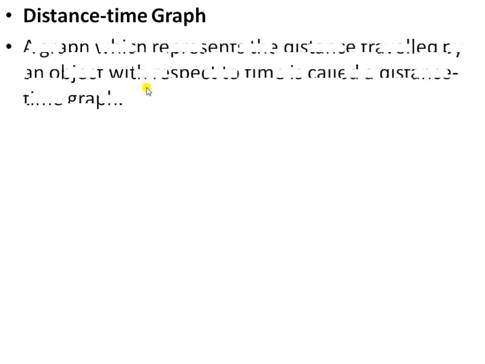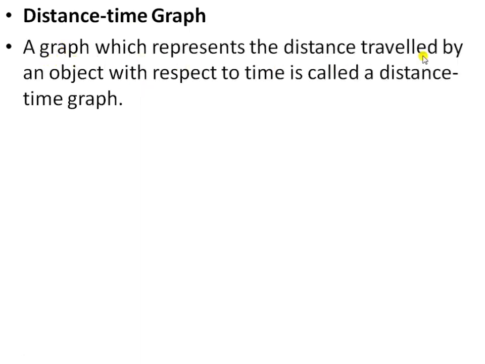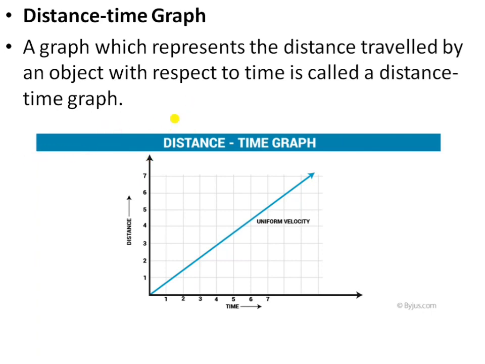Next is about the distance time graph. A graph which represents the distance travelled by an object with respect to time is called a distance time graph. A distance time graph is also known as a line graph. It shows how much distance has been travelled by a moving object with respect to time. It represents the motion of an object after specific intervals of time.